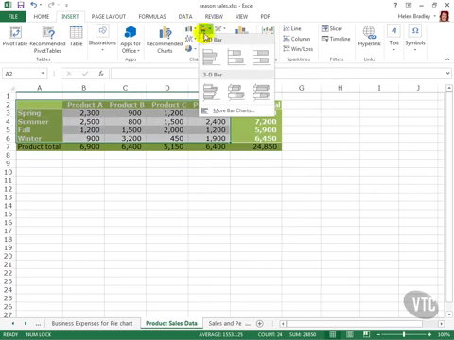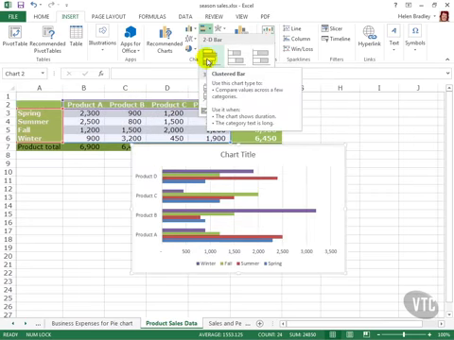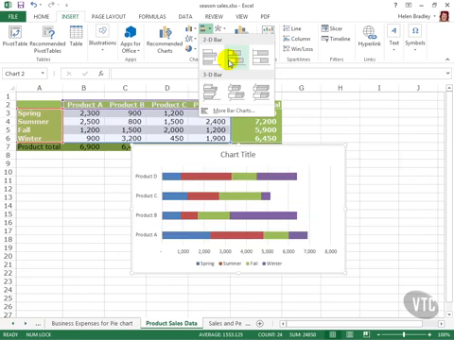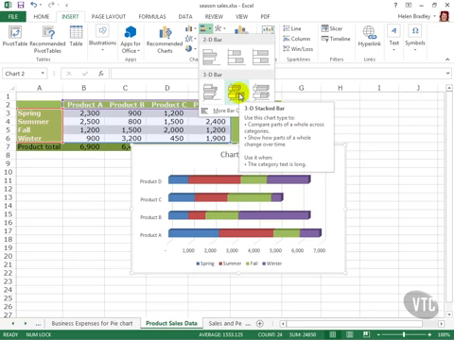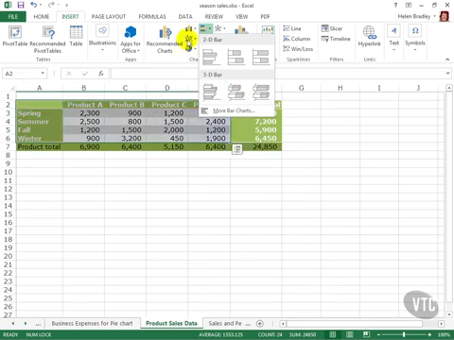Bar charts are similar to column charts, except that the data is plotted in horizontal bars instead of vertical columns. The bar and column charts are useful for comparing values across a series of categories. They can be used for one series or for many series.